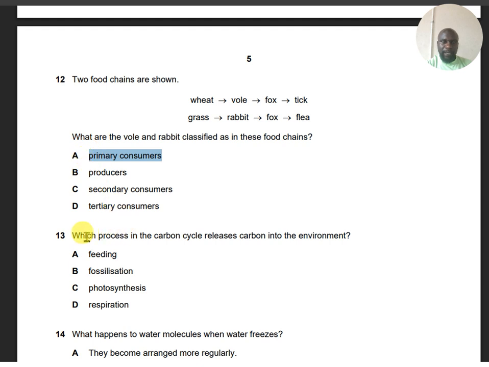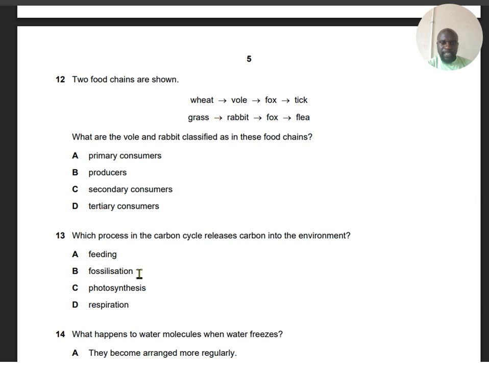Right. Number 13. Which process in the carbon cycle releases carbon into the environment? On number 13, the process is, let us check the feeding. Which one is the process that releases carbon into the atmosphere? So feeding does not release carbon.